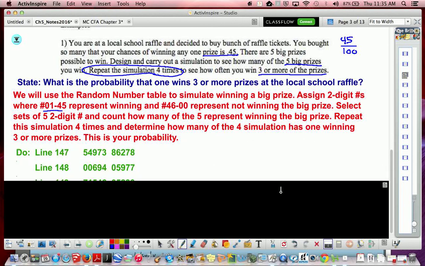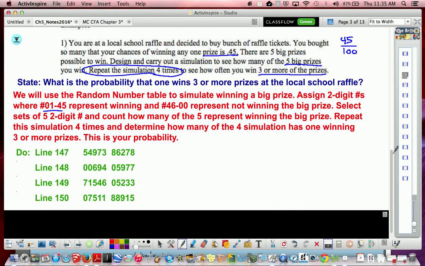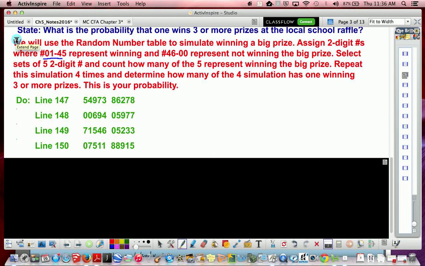So here, what I did was I just wrote down 4 lines of the random number table. I started at line 147, 148, 149, and 150. I used the last 4 lines of the random number table. However, could you start at line 101? Absolutely. And notice how I just wrote the first 10 numbers because I was collecting sets of 5 2-digit numbers. Now, could I have just used line 147, the entire line, and then part of line 148? Absolutely.